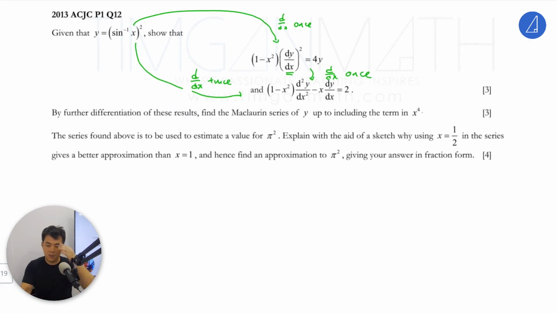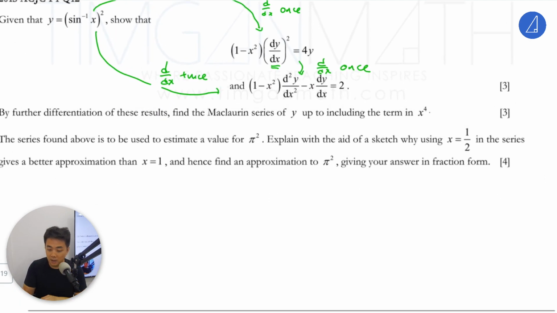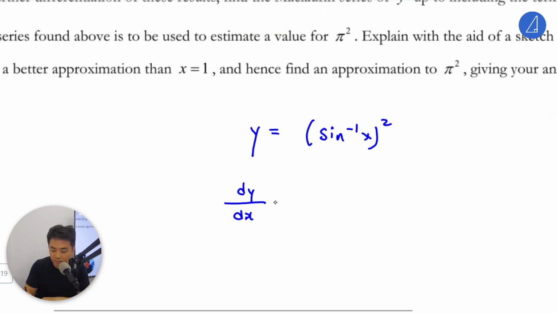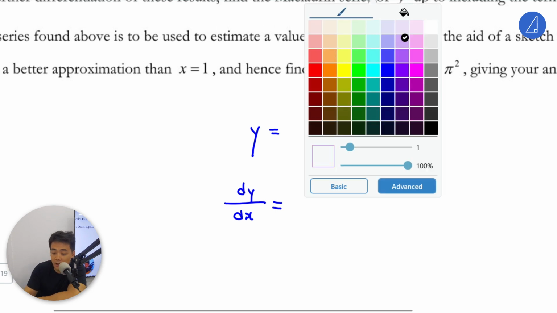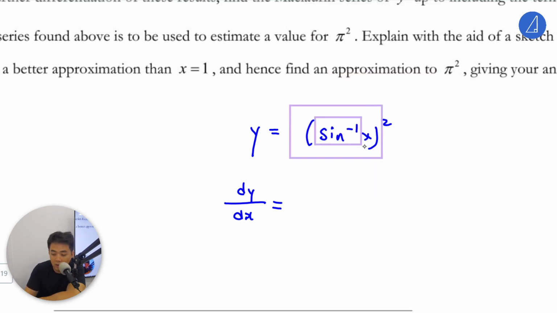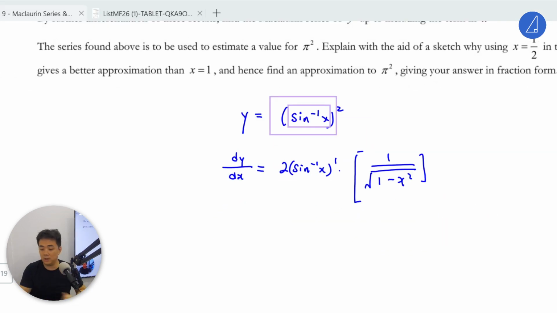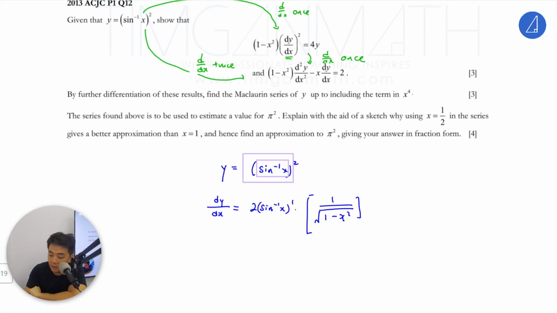Okay. We start off by just differentiating it. So y equals sine inverse x square. So dy dx first. Dy dx is just differentiation, so you should know how. Outer layer, inner layer. Then this outer layer will be 2 sine inverse x, 1 over inside, which will be 1 minus x square, negative. I think MF26. Is it? You differentiate this, you get this. Then what's the next thing to do?